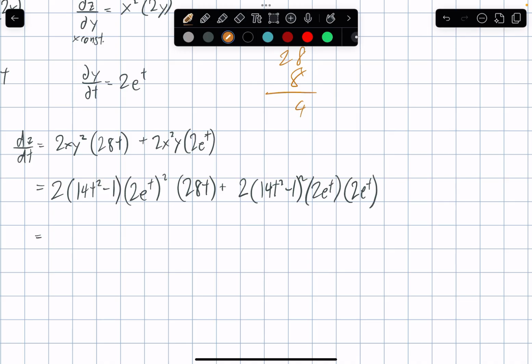64. 224. Okay. Simplify this. That's going to be 4e, sorry, 4e raised to 2t. I think that's how it is. 4 times 2, 8. 8 times 28, 224. 224.